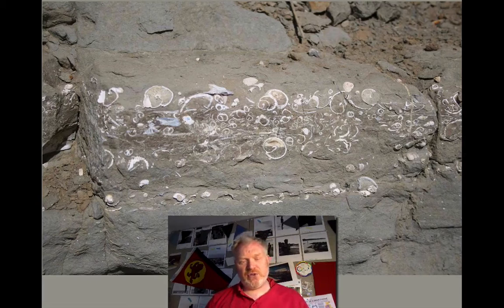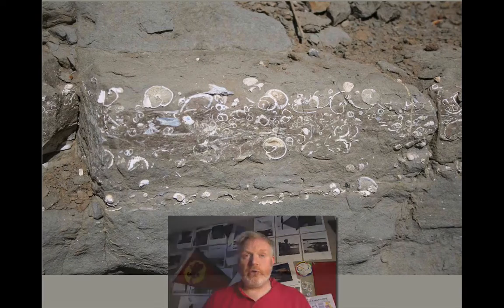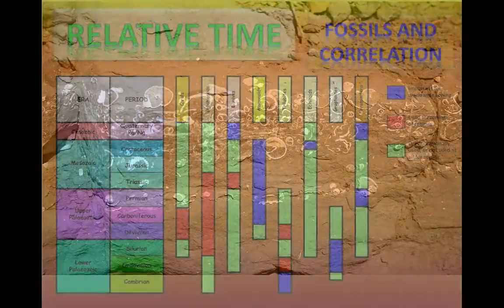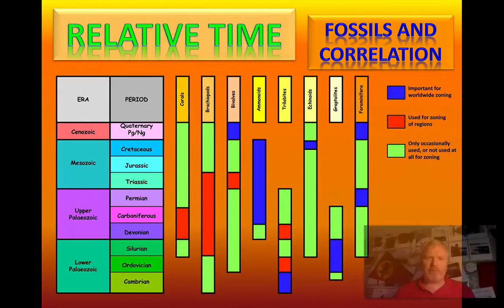Sometimes we find fossils perhaps only in one small geographical area rather than having a global distribution. So, when we're thinking about which fossils to use, we need to look at the distribution of them in time and also around the world. Now, to do that, we're going to use this diagram.